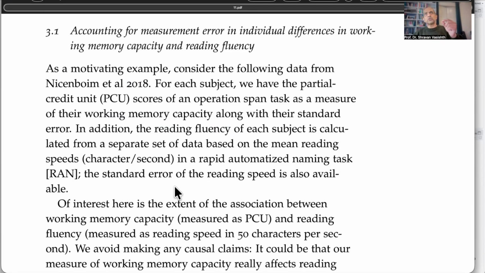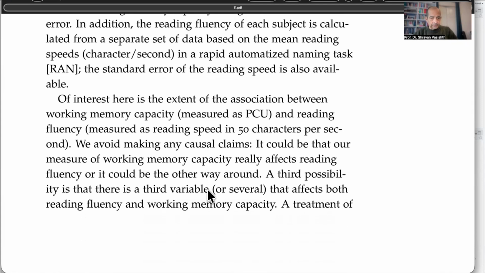So I think what one has to do is one has to see letters on the screen one after another and keep naming them as fast as you can, okay? And the reading speed is measured like that or something. I might be wrong about that, but it doesn't matter. We've got some measure of the reading speed and we got some measure of working memory capacity as operationalized by psychologists. So psychologists have argued that operation span task is a good way to measure capacity.